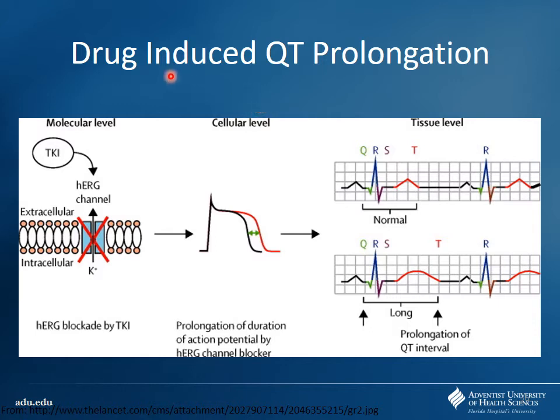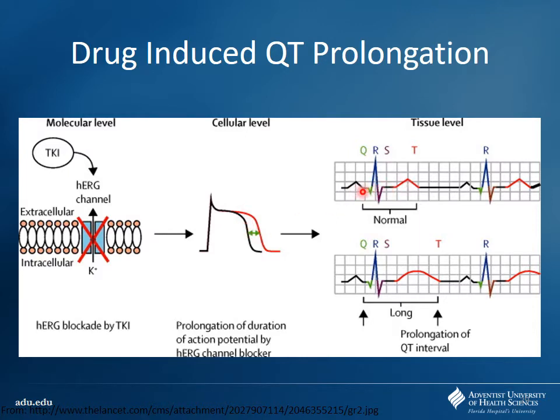Here's an example of drug-induced QT prolongation, the mechanism for how that occurs. We haven't covered cardiac stuff here yet, but we'll certainly go over this in detail later on in the class. But essentially, one of the things we see is when you have repolarization of the ventricles, you have to have potassium efflux coming out.